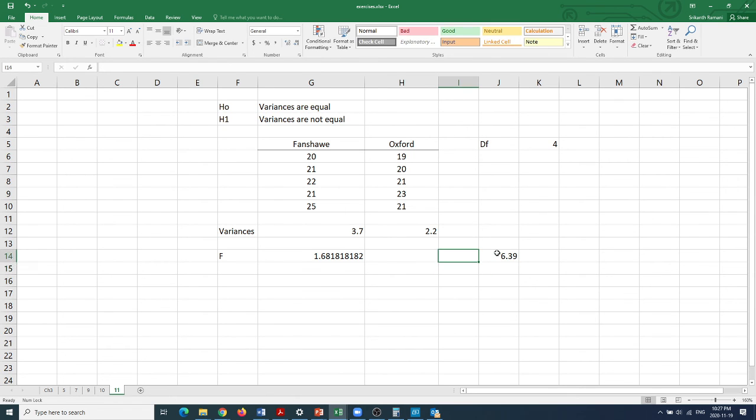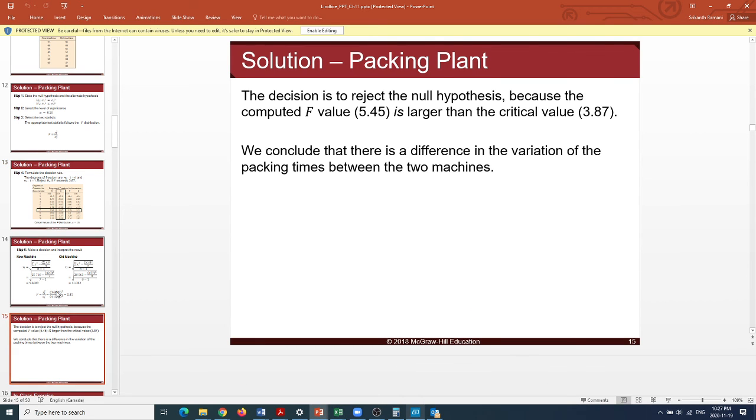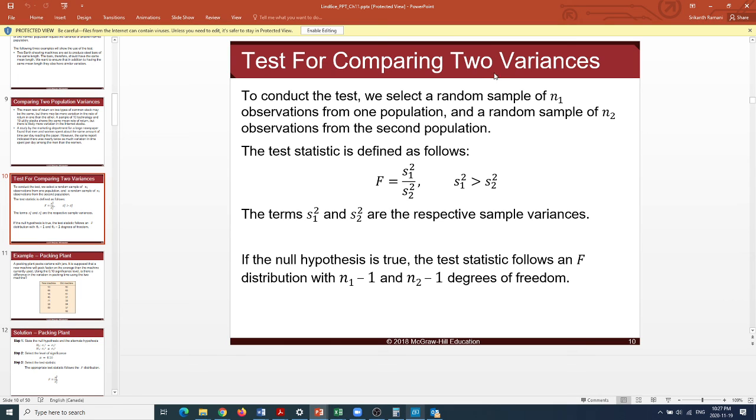Because the critical value is 6.39 and our F statistic which we computed is not greater than the critical value, we cannot reject H0. So it is accepted that these two variances are somewhat similar. Okay, you could use the F test for multiple things, but the examples in this video show comparing two different variances from two different populations and testing their variance.